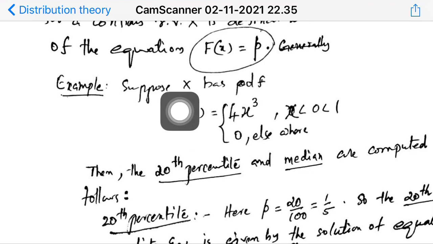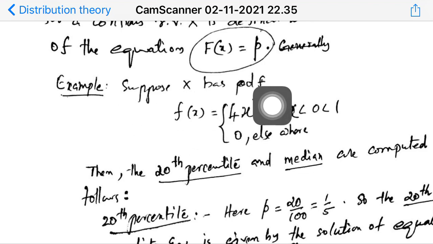X has PDF f of x equal to 4x cube, where x lies between 0 and 1.